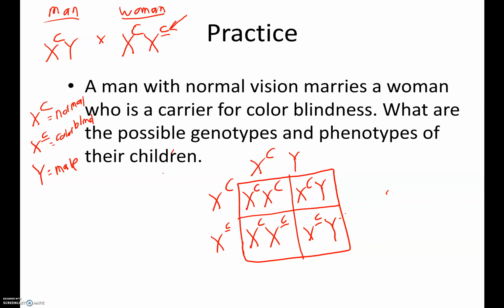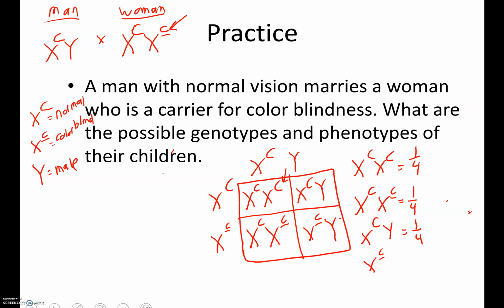Okay, so here's what we're looking at here. Now, what does this mean? Well, this box right here is a female who's totally normal. So if we write out our genotypes, we see that happening 1 out of 4. And then we see a carrier female. That would be her. 1 out of 4 chance of that. We see X big C Y, 1 out of 4 chance of that. And we see X little c Y. Then that's a 1 out of 4 chance as well. Okay, so those are your genotypes.